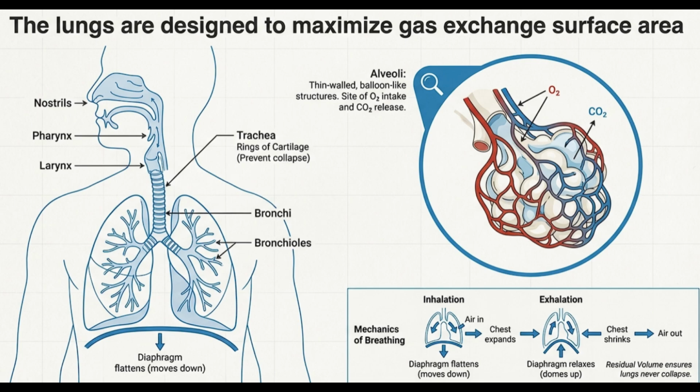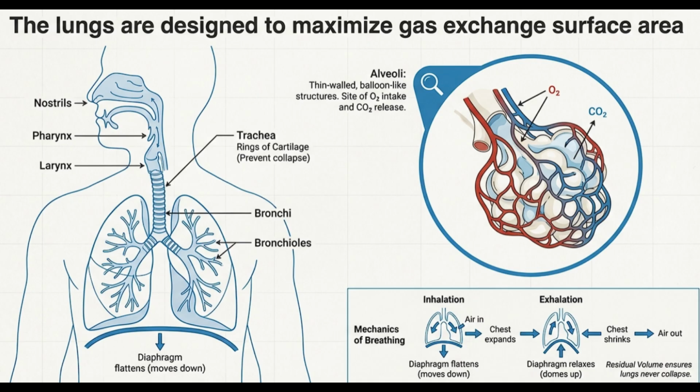Next, let's take a look at how oxygen gets into your body and how carbon dioxide is removed. Your lungs are built to maximize gas exchange. This is where oxygen enters and carbon dioxide leaves. The lungs have tiny, balloon-like structures called alveoli where the actual gas exchange happens. The alveoli are surrounded by tiny blood vessels called capillaries. And this is where oxygen enters your blood and carbon dioxide is removed.